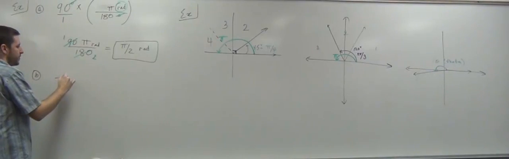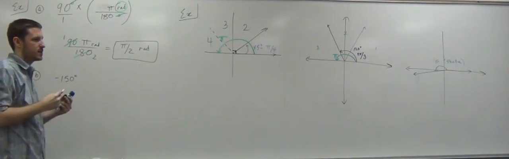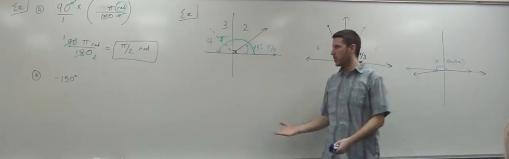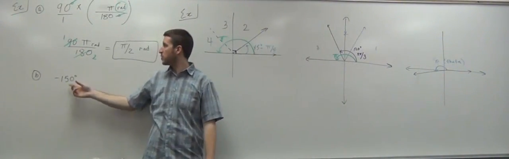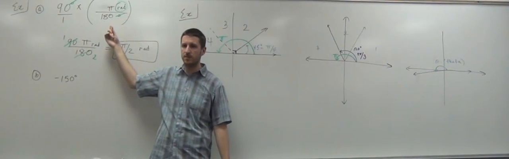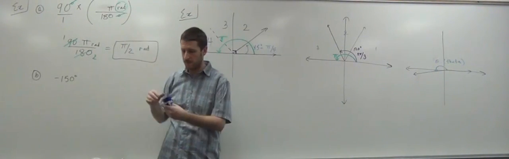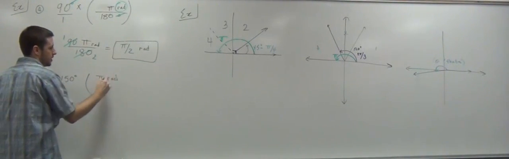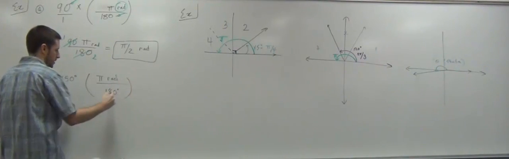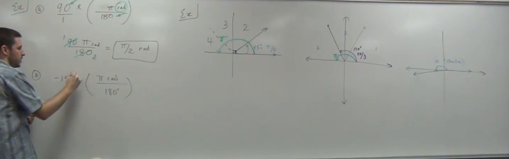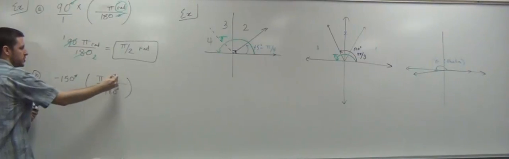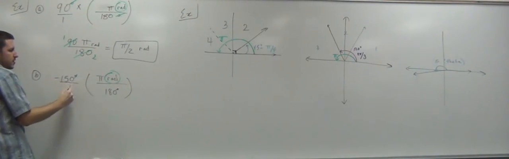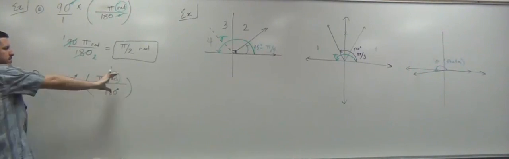What about negative 150 degrees? How would I convert this to radians? Same way. Same exact way. If you start with degrees, you can always convert to radians by multiplying by this unit fraction, pi over 180. Just do it. Pi radians on top, 180 degrees on bottom. Units cancel, leaving me with just radians on top. Think about this as over 1 and multiply straight across.